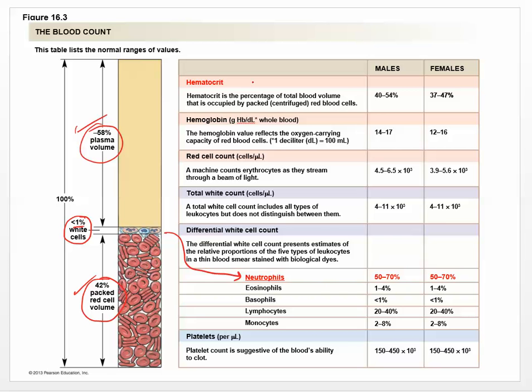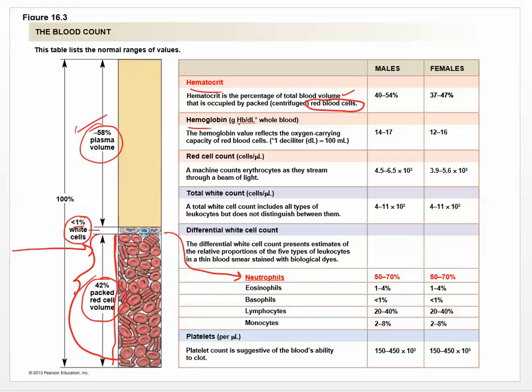In fact, if we don't have enough red blood cells, or if our oxygen carrying capacity is low, we call that anemia, and usually that makes us very tired. Okay, so hematocrit, and this is very important, is the percentage of total blood volume that is occupied by red blood cells. So this part down here, okay? Not including the white blood cells. That is your hematocrit, this part right here. Okay? So that's an important term.